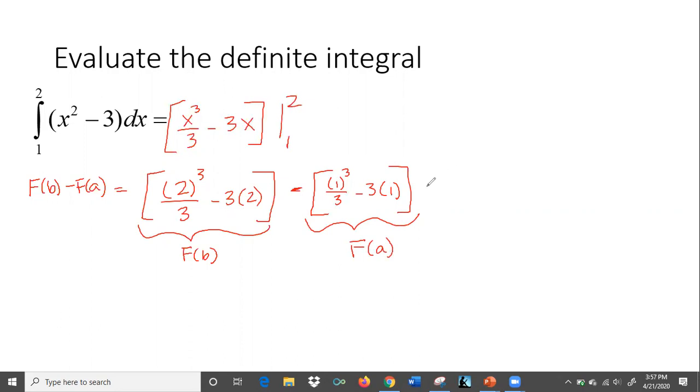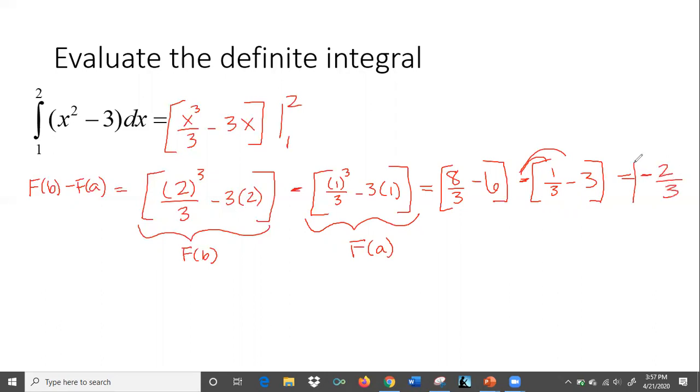And we're going to simplify this. This is going to leave us with 8 over 3 minus 6. And we're going to subtract 1 over 3 minus 3. Now, it's really important to keep our parentheses here because this is typically where people make mistakes. You're going to have to trust me on this. Please keep your parentheses. From here, we can distribute this negative if we want, but we end up with negative 2 over 3 once you simplify all of your fractions.